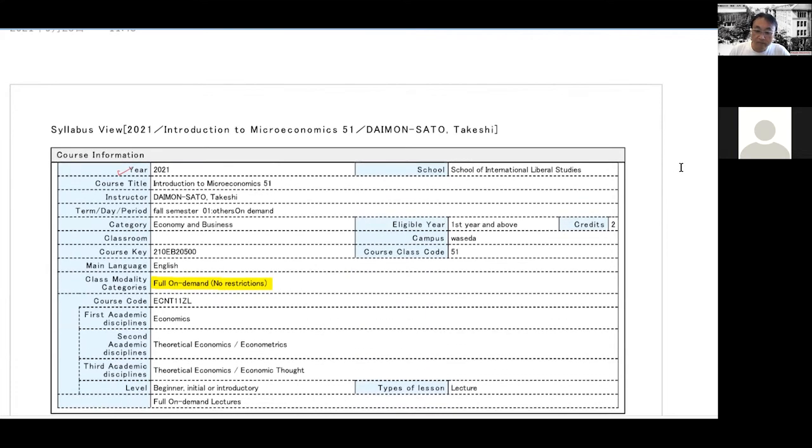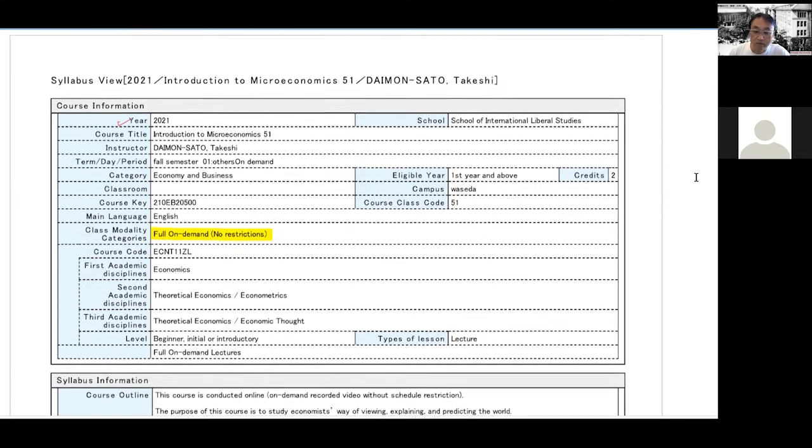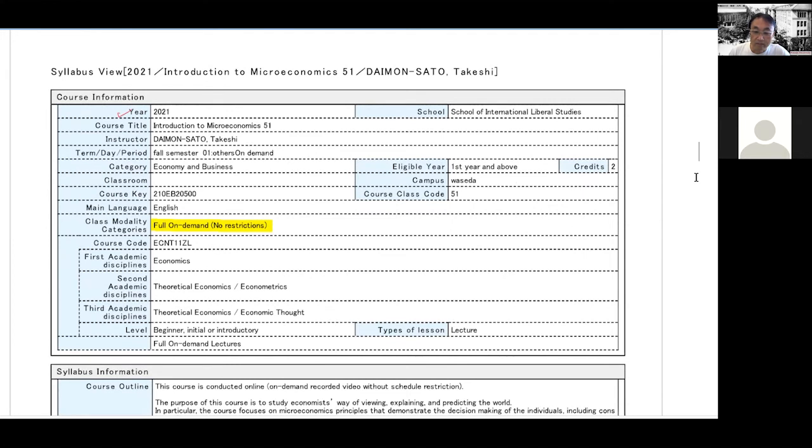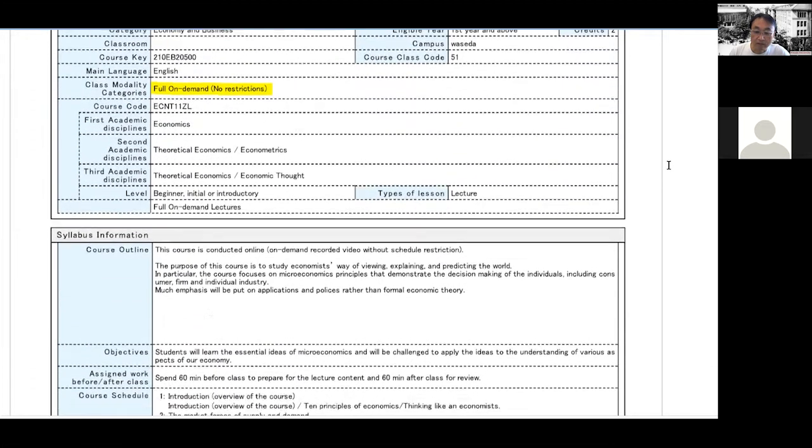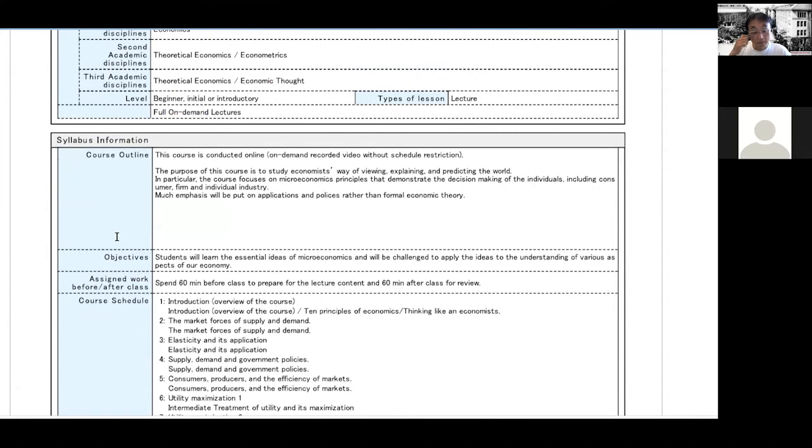This is self-explanatory. This is part of the economics discipline courses. You don't have to come at a specific time, because as it says, it is fully on demand, with no restrictions. It is microeconomics, and the rest is self-explanatory.